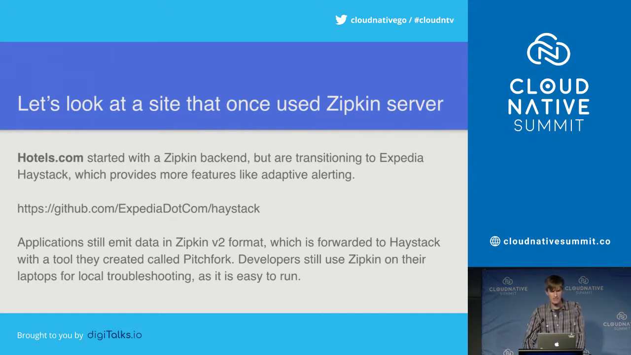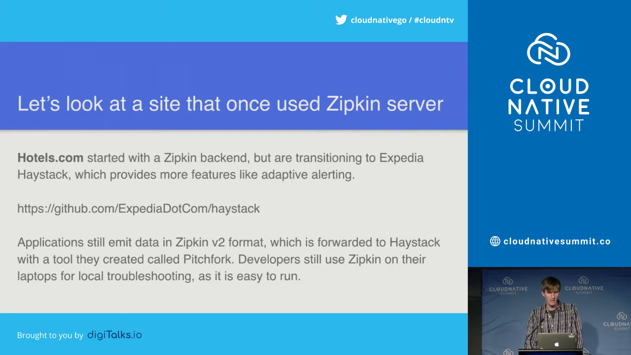So we have, like I mentioned, hotels.com. It's an example of a site that used to be a pure Zipkin site, but as their architecture changed, they moved around. In this case, they were moving towards Haystack. So what they had was a sort of data proxy called Pitchfork, which would take the data that the apps are sending along and then slap it into a Kafka topic, because Haystack is basically a K-streams, a streaming architecture.